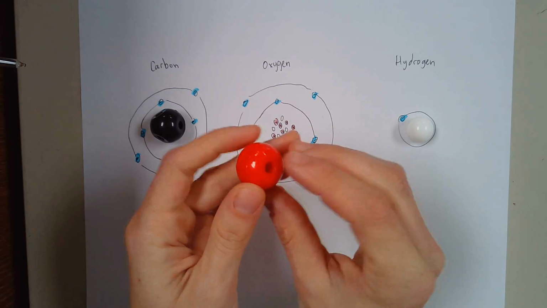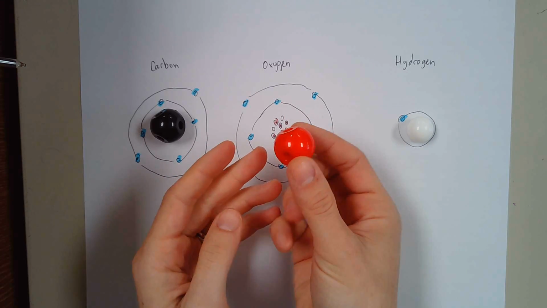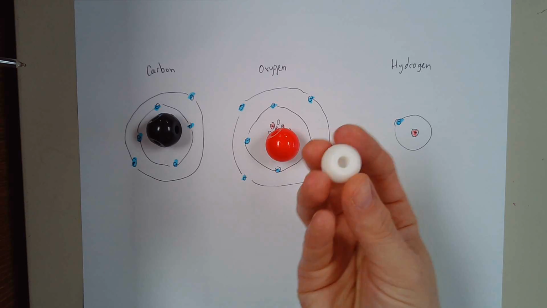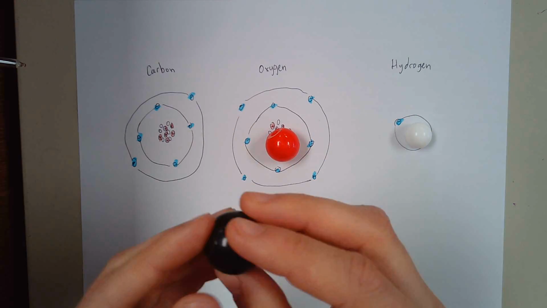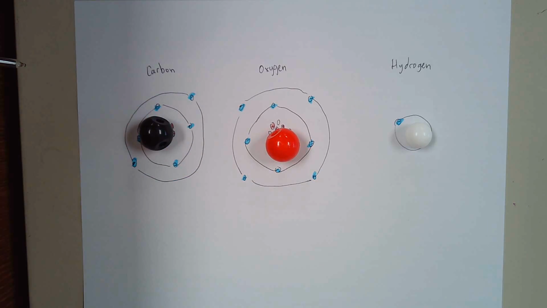When we look at these, you'll notice this one only has two holes. That's because it can only make two bonds with other atoms. The hydrogen only has one, it can only bond with one other atom. And then carbon has four, so it can bond with four other atoms. Just keep that in mind as we continue on to the rest of this lesson.